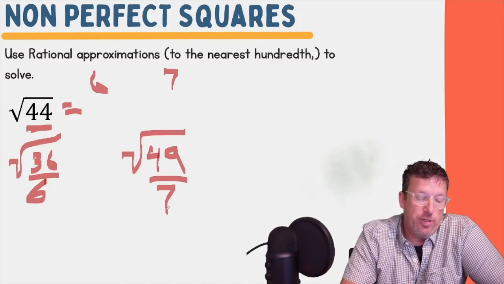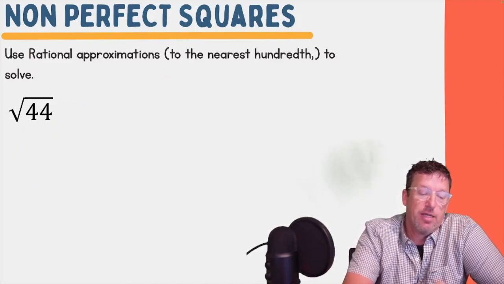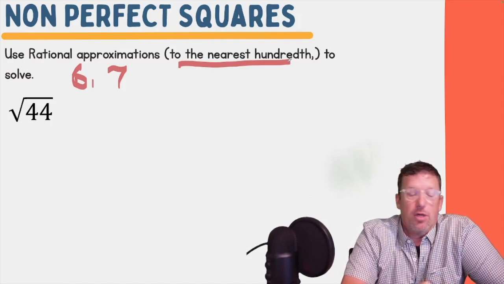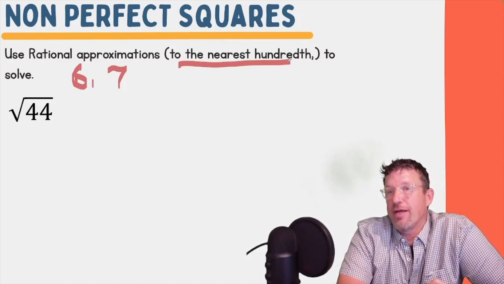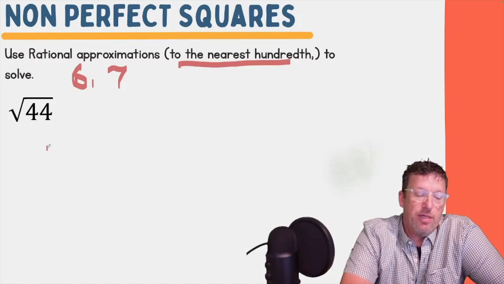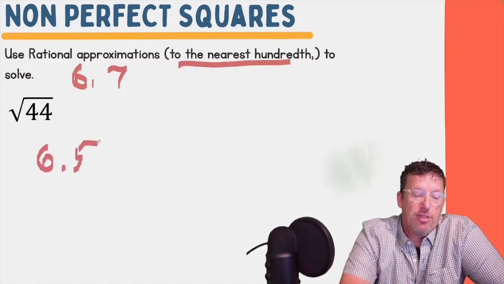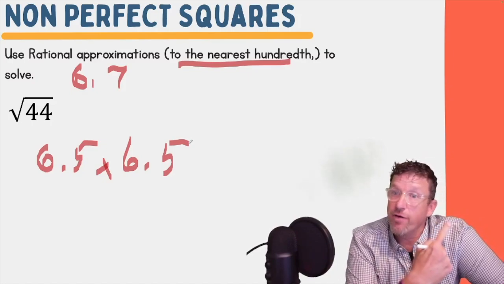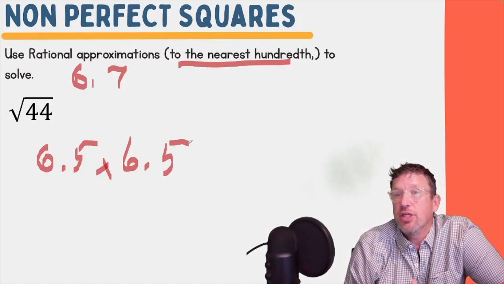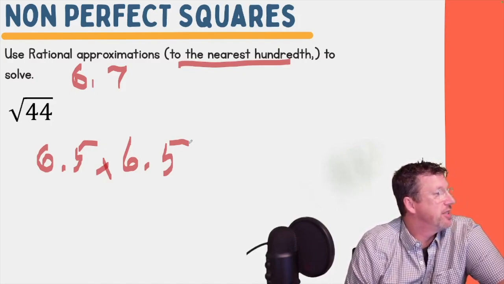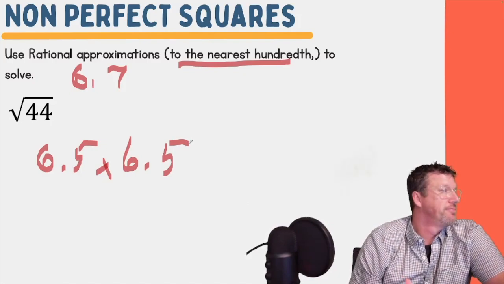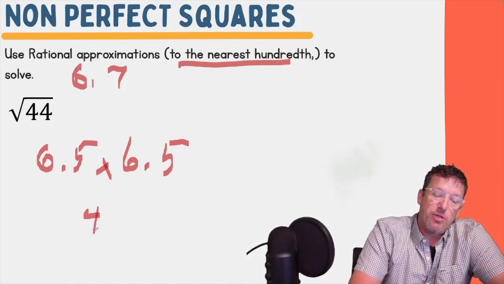All right, so we know it's between 6 and 7. Let me clear my board, give myself some space. We're trying to get to the nearest hundredth. So you could go to your calculator and ask, what is 6.5 times 6.5? I'm going to use my friend over here, Alexa, and see what she knows. Alexa, what is 6.5 times 6.5? I'm using technology to my advantage. That would be 42.25.